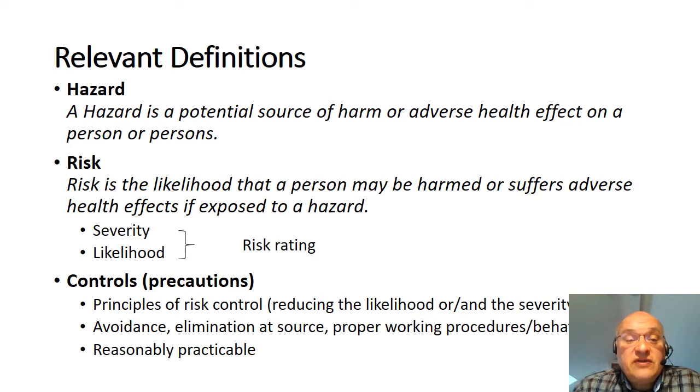So there are several options there, as you can see: avoidance, elimination at source, proper working procedure, proper behavior, and PPE, which is personal protective equipment. So we have certain options in terms of risk control. We can completely avoid the risk. If we, for example, observe that the weather conditions are very poor, like a red weather alert for a storm, we can completely avoid the risk by canceling the field trip. Sometimes that is necessary.